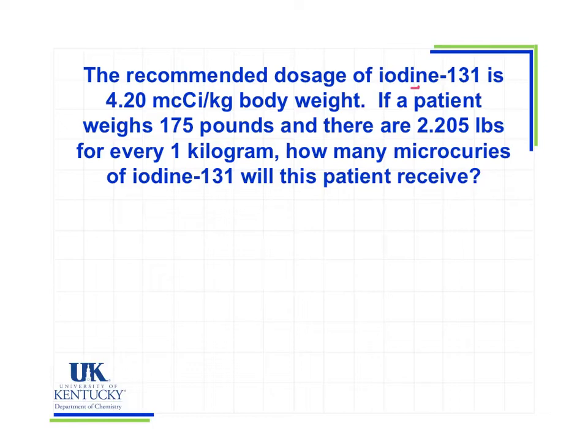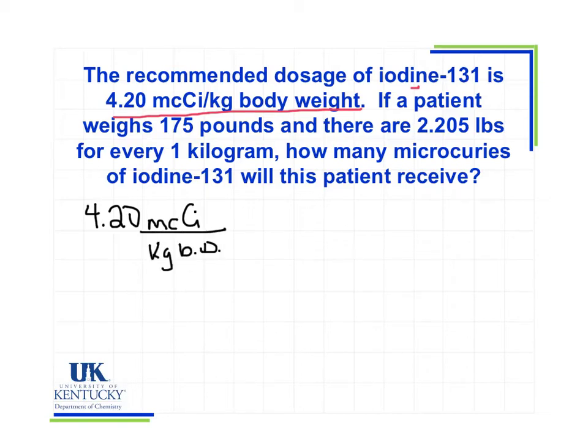And then it tells me the dosage, which is the same as the previous problem, the 4.20 microcuries per kilogram of body weight. So I'm going to rewrite that down here below my problem so I can see the numbers extracted from all the text. If you're not a fan of word problems, this is a really good idea.